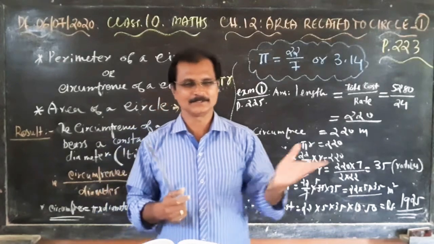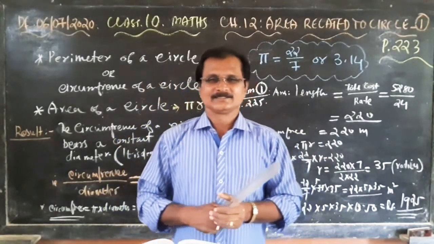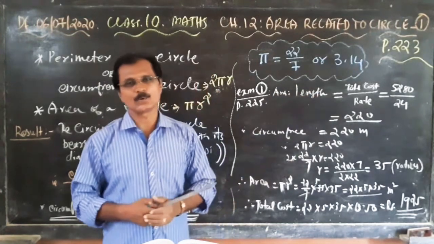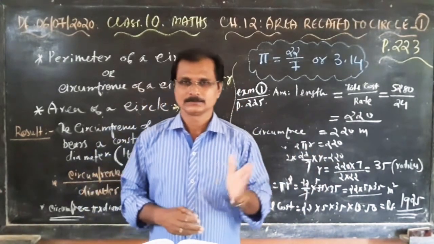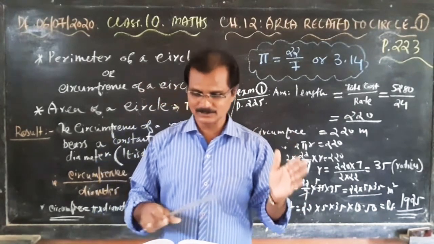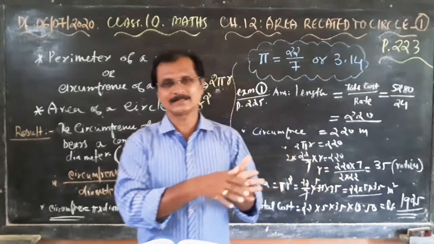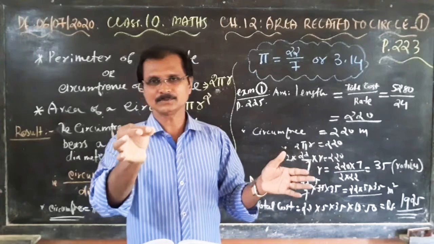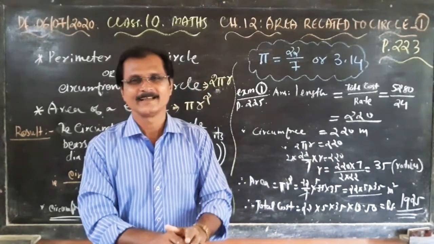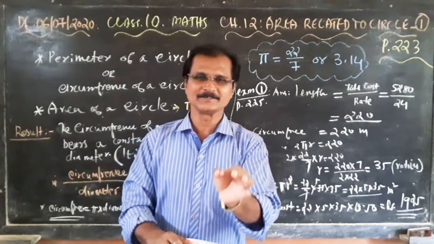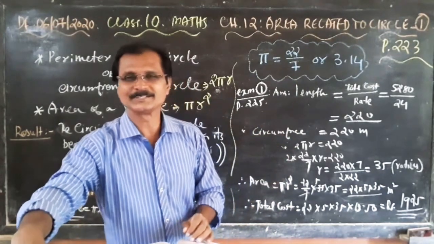Now here you can see the value of pi. You all know this one. The value of pi equals 22 divided by 7 or 3.14. What is the rule? Which one do you need to take? Always we take pi equal to 22 by 7 unless it is stated 3.14. Sometimes the question itself, in brackets, says take pi equal to 3.14. In that particular case you take 3.14. Otherwise always take the value of pi equal to 22 divided by 7. So that is the rule.